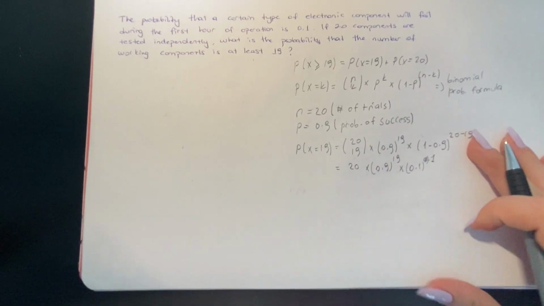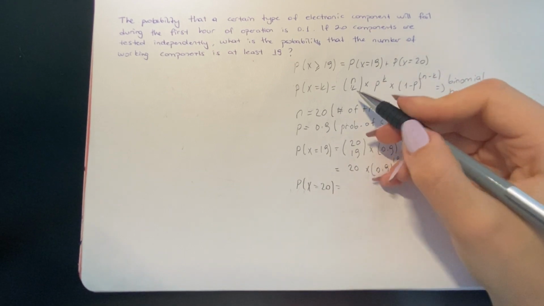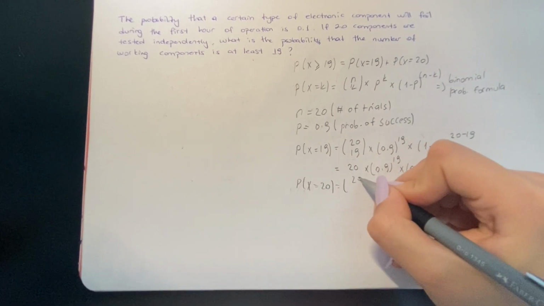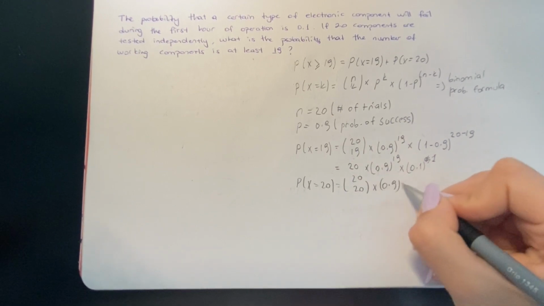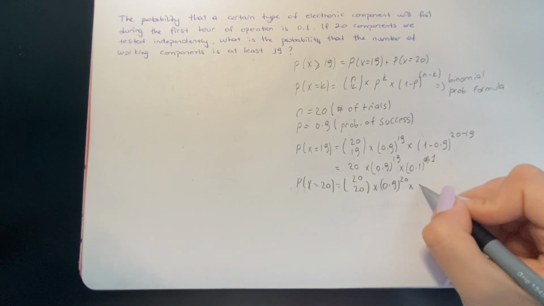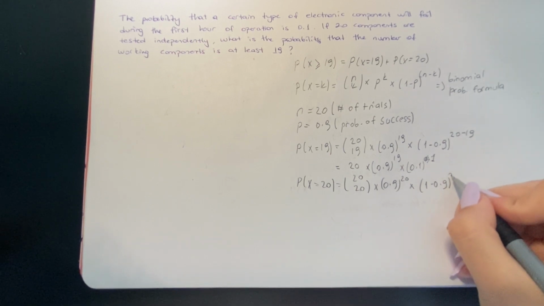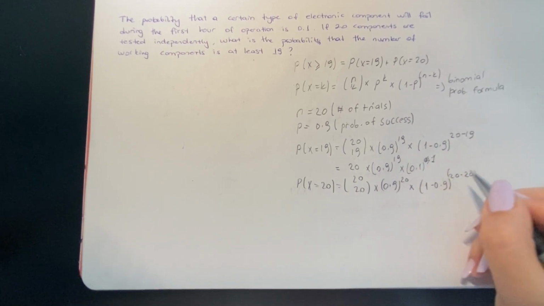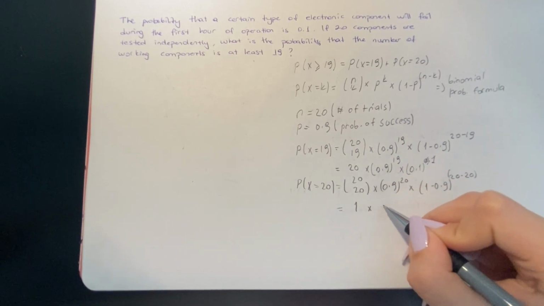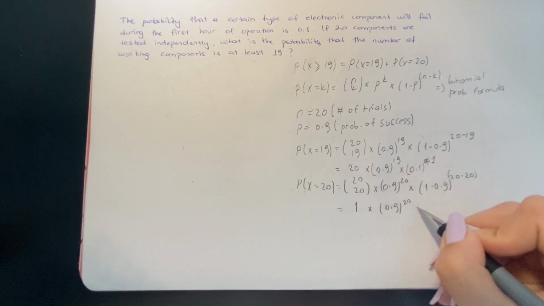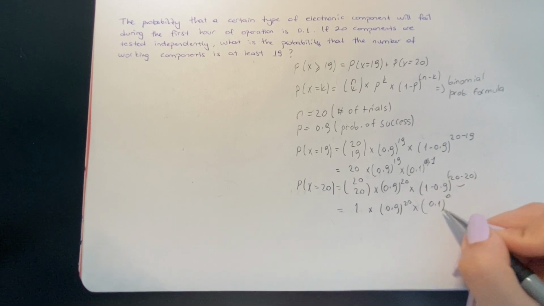And let's find P(X = 20) with the formula again. Combination of 20 and 20 times 0.9 to the power 20 times (1 minus 0.9) to the power 20 minus 20. And this is equal to, here is 1 times, here is 0.9 to the power 20 times 0.1 to the power 0.